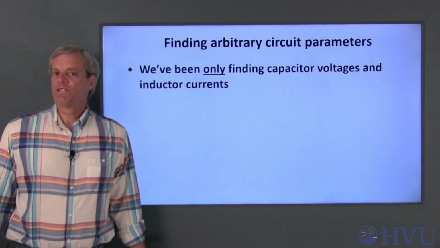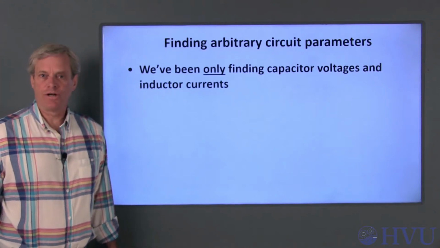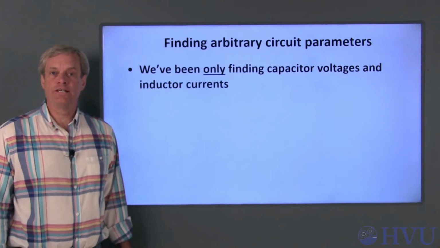In all of the first-order circuit analysis problems we've done, I've only solved for capacitor voltages and inductor currents. In this video, we'll see how to use those variables to find other parameters in the circuit. In all of our examples and discussions so far, we've only solved for either the voltage across a capacitor or the current through an inductor.